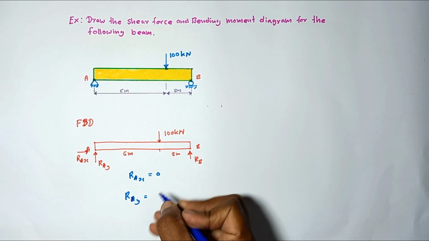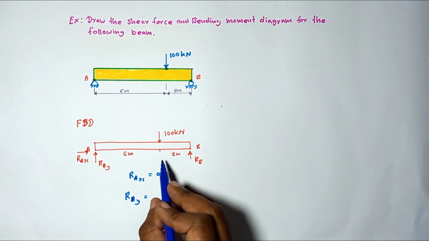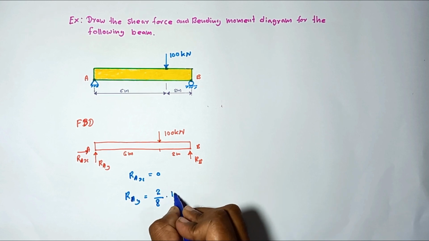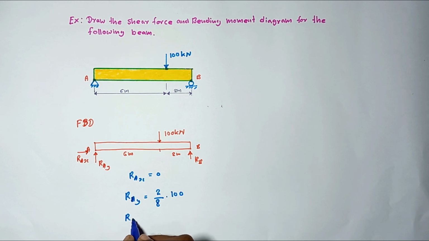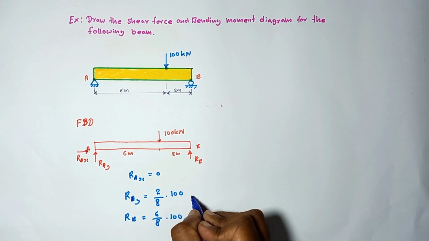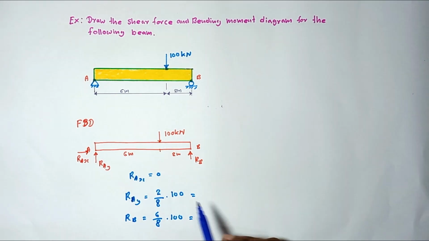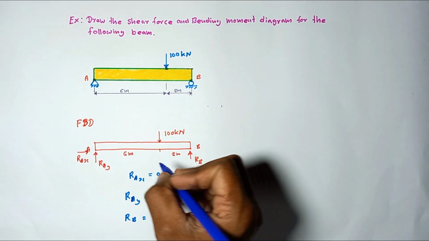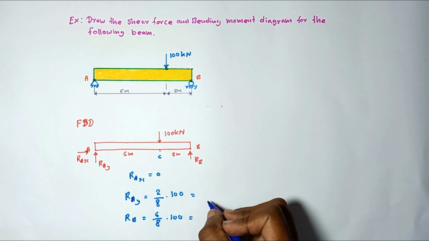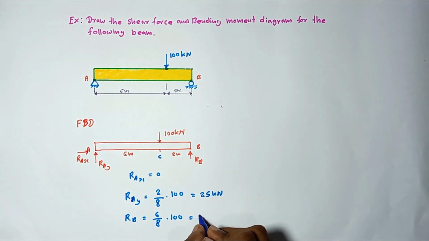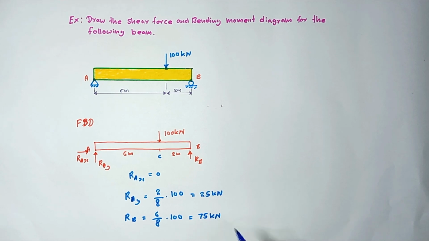R A Y is equal to 2 divided by 8 into 100, where the length of the beam is 8. Then R B is equal to 6 divided by 8 into 100. By taking the ratio of these distances, we can easily calculate this. Let's take this point as C. So then R A Y is equal to 25 kilonewton, R B is equal to 75 kilonewton.